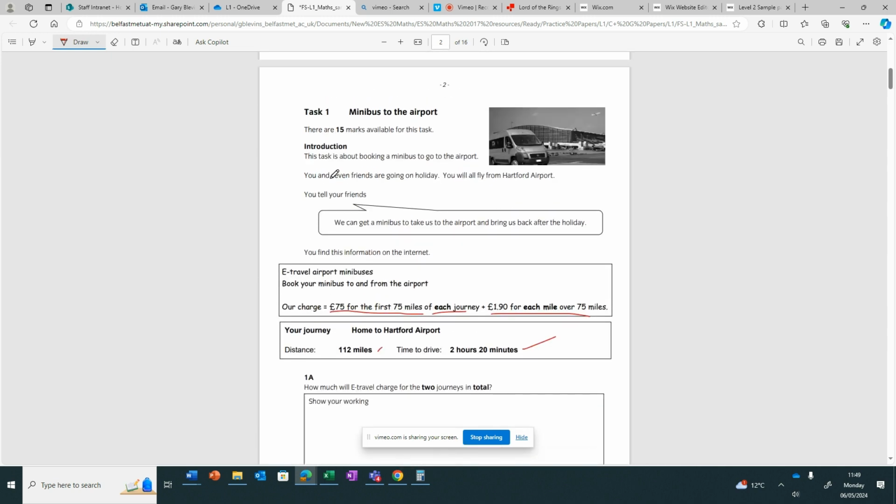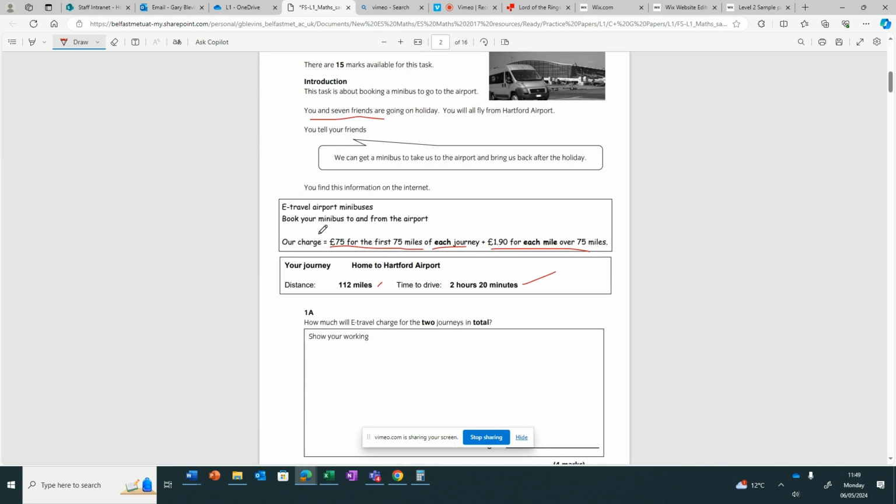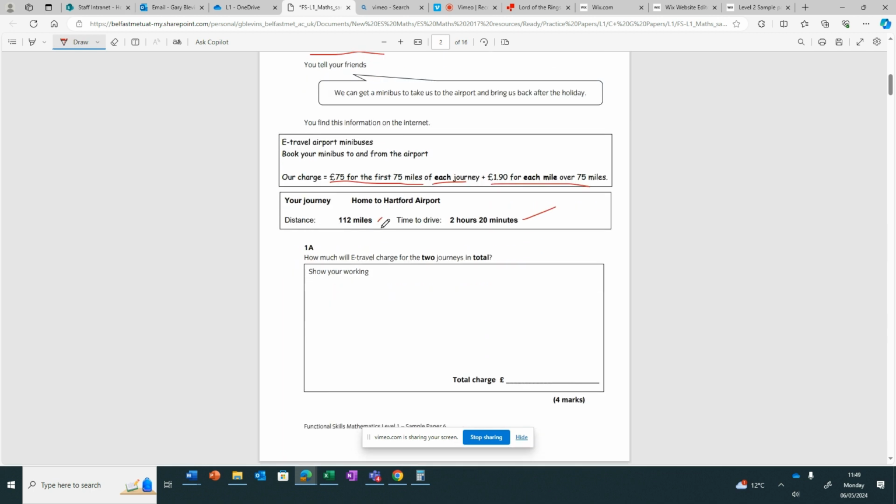So where are you traveling to? You and 7 friends going on holiday. You book your minibus and you're going from your home to Hartford Airport. So that's 112 miles. And what are they going to charge you? They're going to charge you £75 for the first 75 miles. So we'll take 75 miles away from here. That leaves 37.